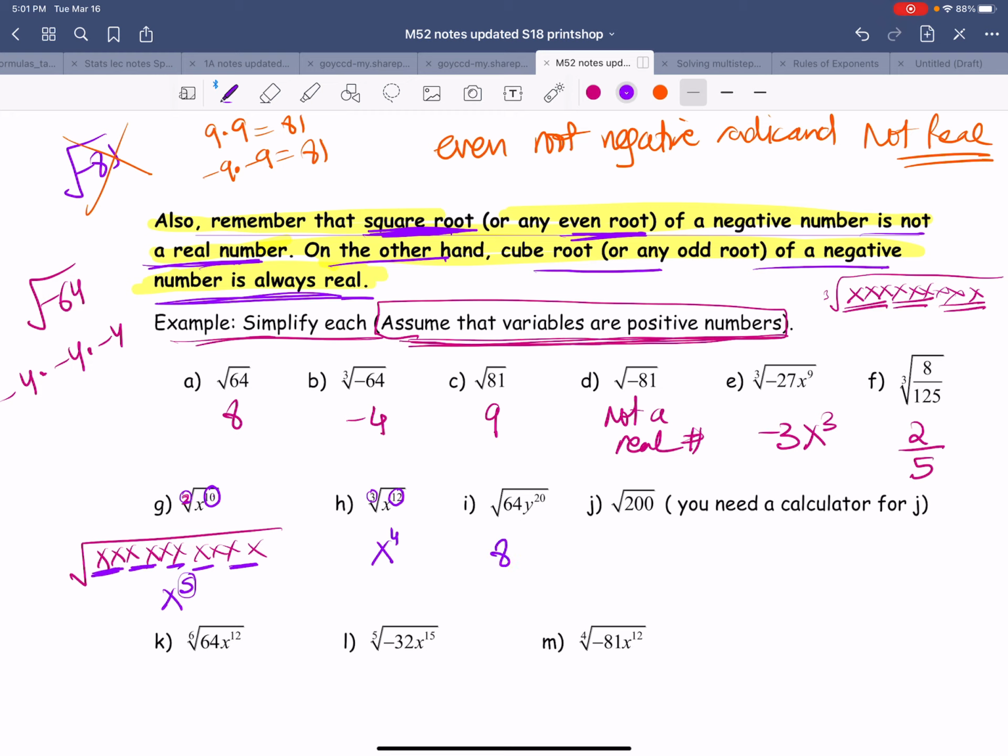Y to the 20th means you have 20 y's, and we're looking for pairs of 2. There's going to be 10 pairs of 2 y's. For each pair of 2 y's inside, 1 y will come out of the radical.